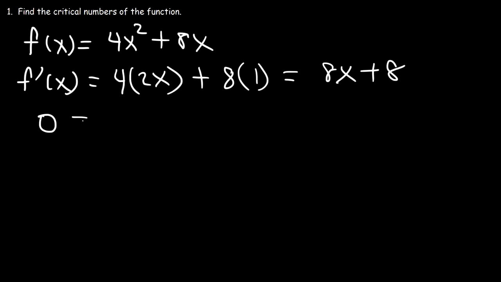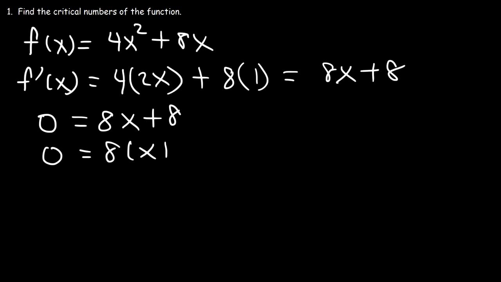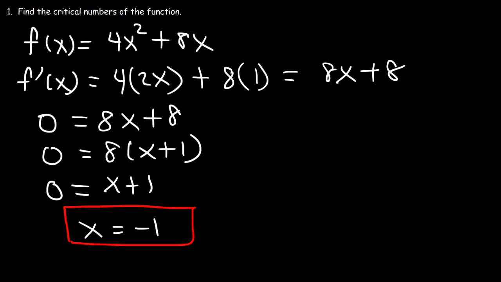So we need to set the first derivative equal to 0 and solve for x. Let's factor out an 8. If we do so, we're going to get x plus 1. Dividing both sides by 8, 0 is equal to x plus 1. So x is equal to -1. So this is the critical number of the function. F prime of -1 is equal to 0.